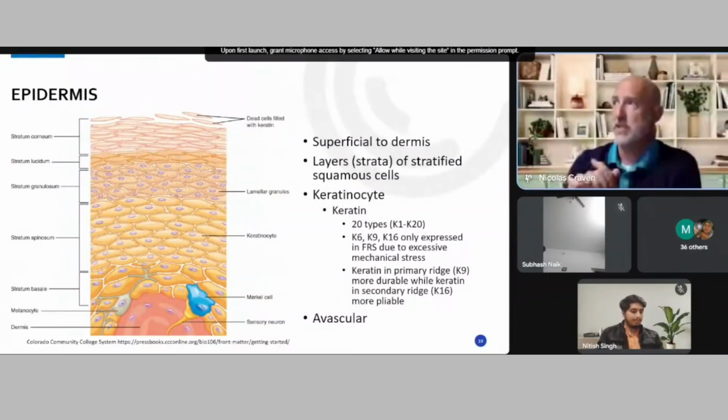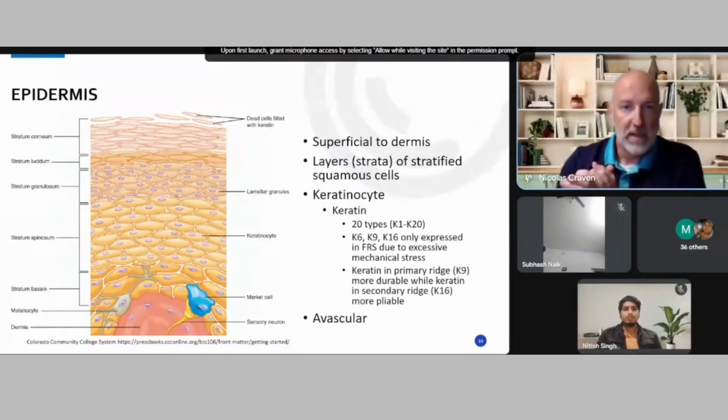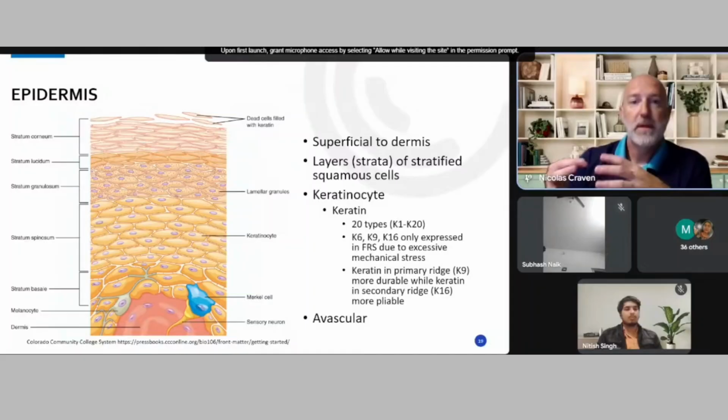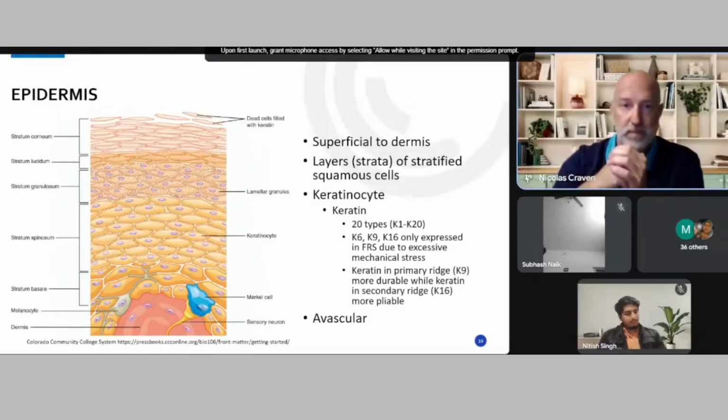So epidermis, like I mentioned, it's the most superficial layer of the integumentary system. It's superficial to the dermis. We discussed this in terms of layers or strata, because it's stratified squamous cells. Those are those flatter cells that we talked about at the beginning that then layer upon each other as we're going from deep to superficial. And the majority of the cells that make up the epidermis are keratinocytes, and they're called that because of the keratin that's in them.